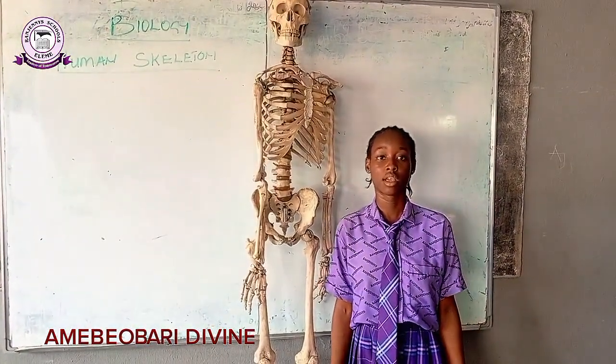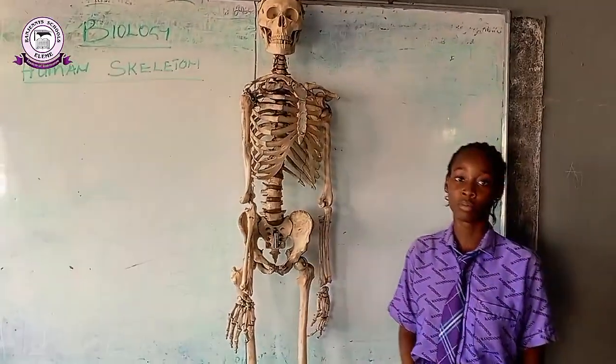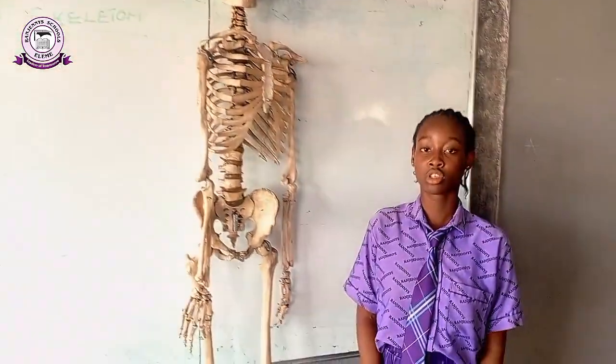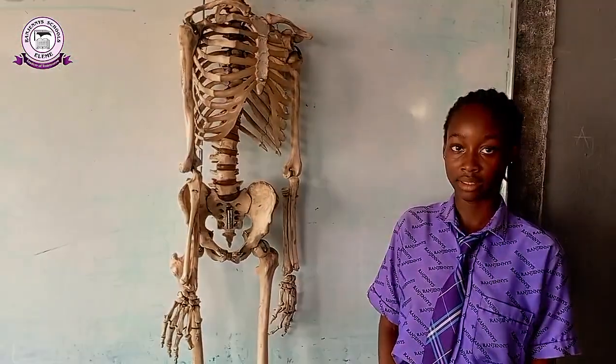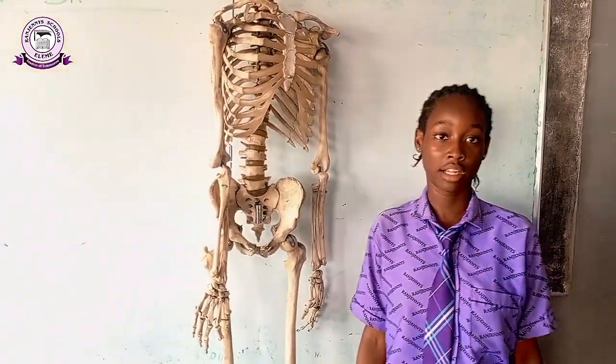What is the skeleton? The skeleton is the bony framework of the body which provides shape, support, and protection to the soft tissues and organs in the body. There are three major types of skeleton.